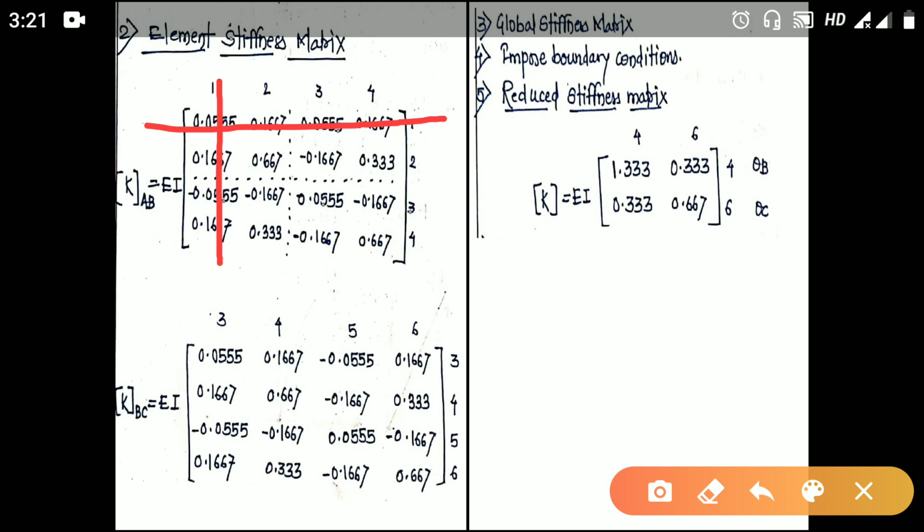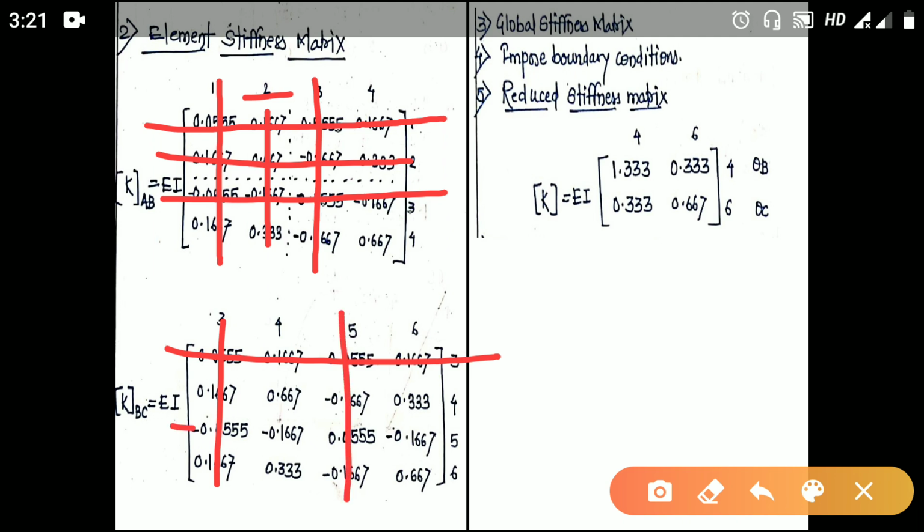So number 2, that is this number 2. Delete this row and column corresponding to number 2. Also number 3 is 0. Number 3 in the second, there is also number 3 and number 5. Delete these. And the remaining part, you have to write down as a reduced stiffness matrix.